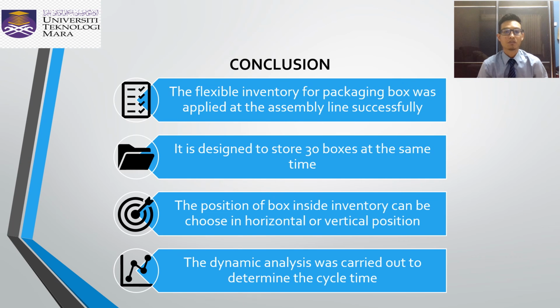Lastly, for conclusion, first, the flexible inventory for packaging box was applied at the assembly line successfully. Second, it is designed to store 30 boxes at the same time for inventory box 1 and box 2. Third, the position of the box inside the inventory can be chosen in horizontal or vertical position. And lastly, fourth, the dynamic analysis was carried out to determine the cycle time.